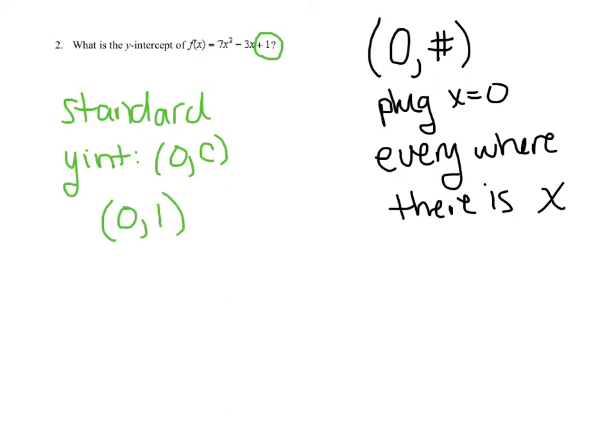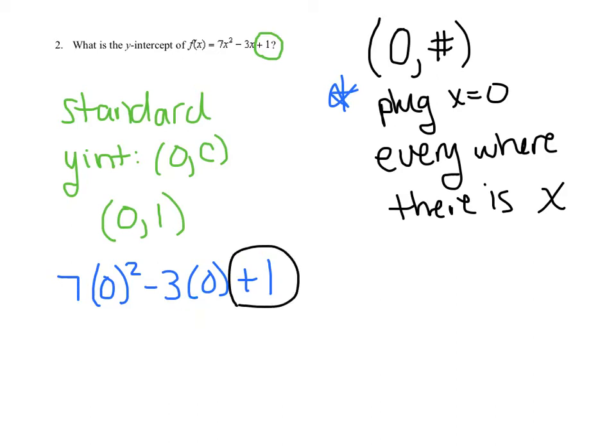But just in case you forget that, you can go and use this method. Plug in a 0 everywhere you see an x. So 7 parentheses 0 squared minus 3 parentheses 0 plus 1. What's going to happen here is that this term is going to cancel, this term is going to cancel, and the only thing we're going to be left with is that positive 1. Hence, our y-intercept being 0, 1.